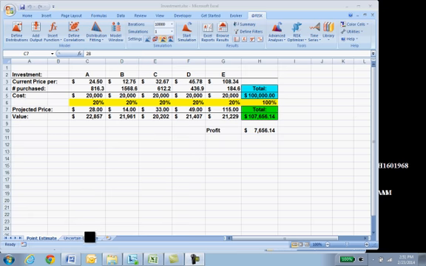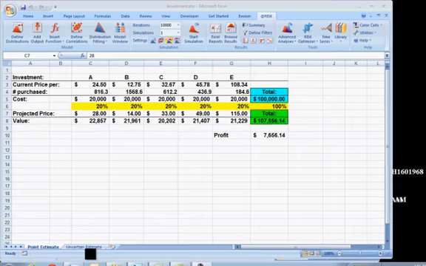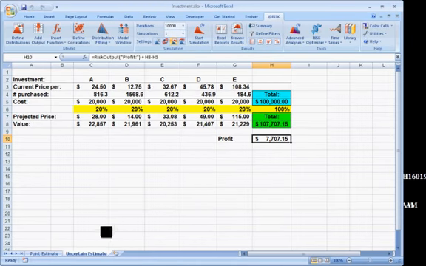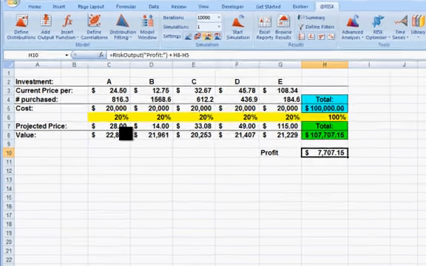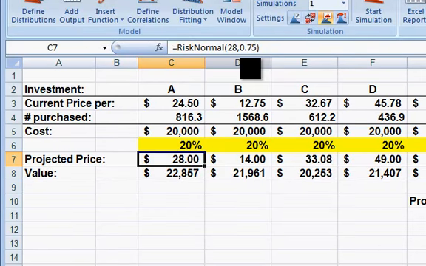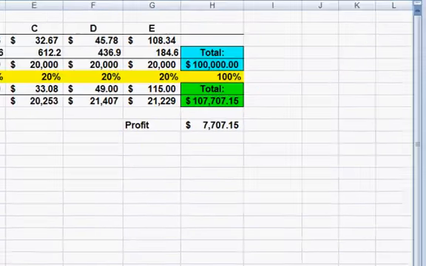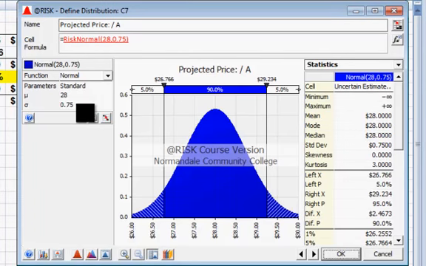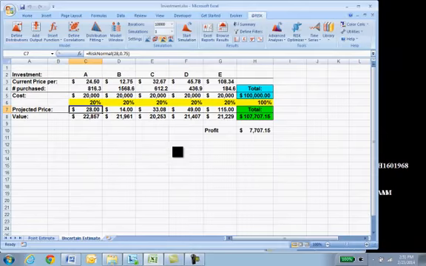So I'm going to click on the spreadsheet down here called Uncertain Estimate, where it's almost exactly the same model. The difference is this $28 is now actually the mean of a normal distribution. Standard deviation is 75 cents, so it's unlikely to be future price higher than $29.50 or lower than $26.50.